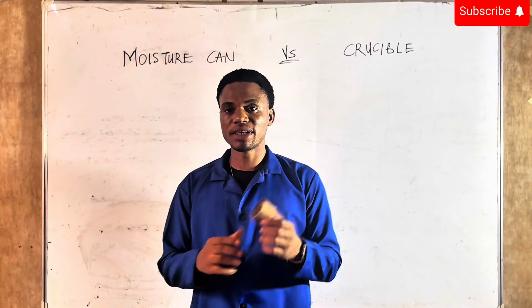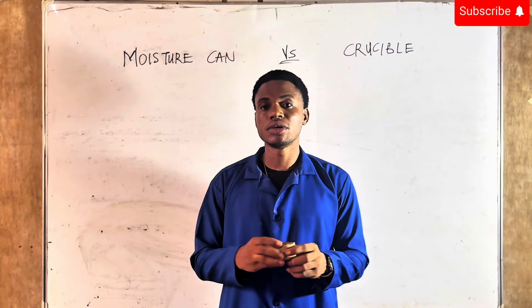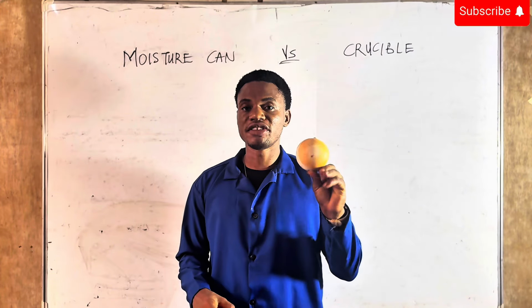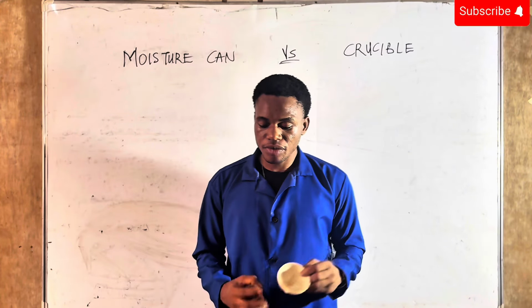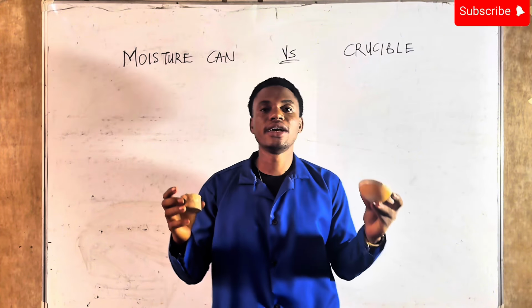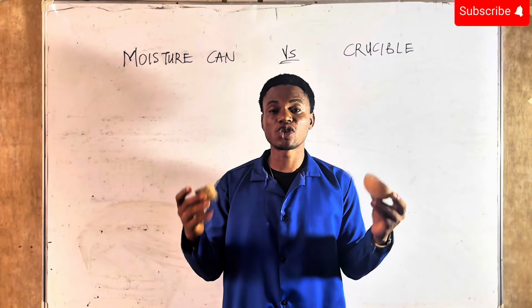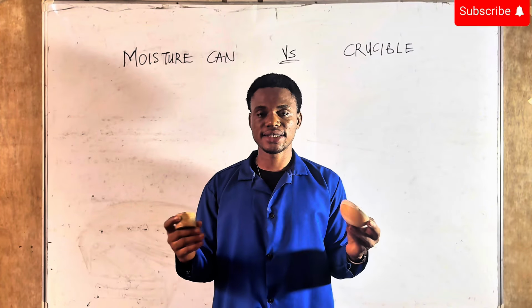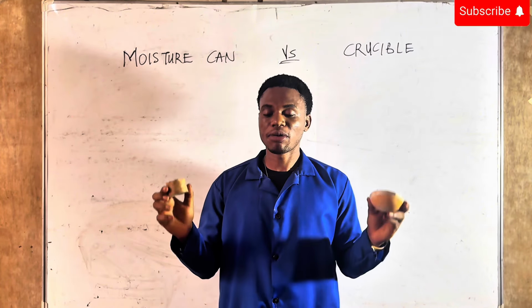It's made up of metal materials, maybe aluminium or stainless. While this is a crucible, it's usually made up of ceramic material or pozzolanic material. So this is commonly found in the geotechnical lab or soil lab and is used in soil tests. But basically two different types of soil tests.